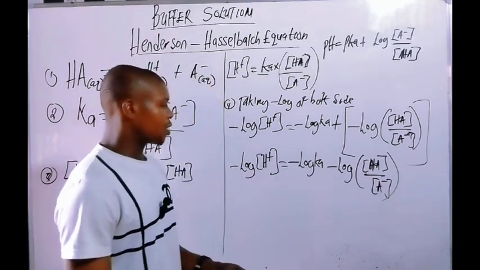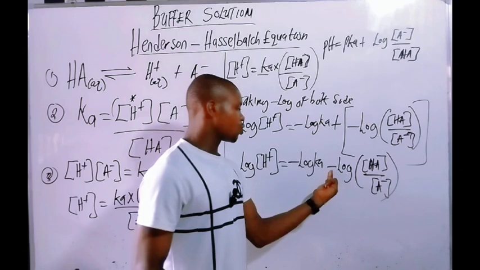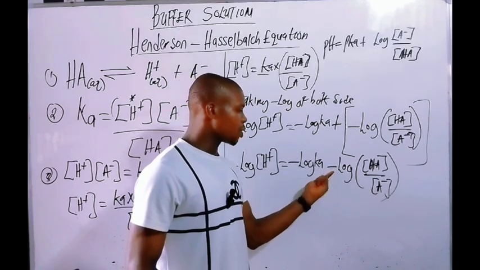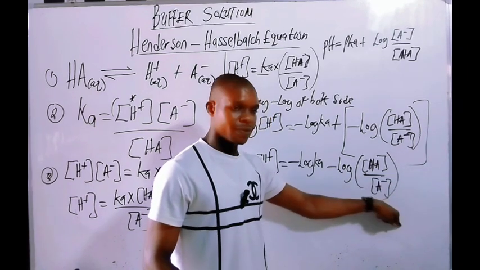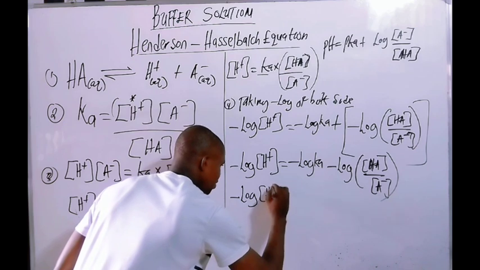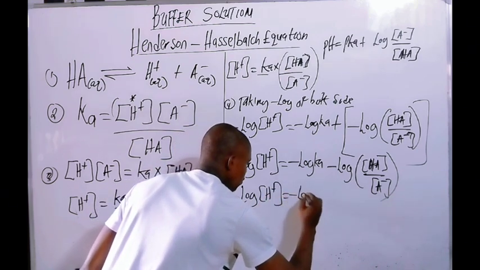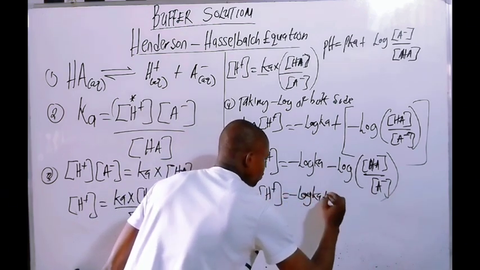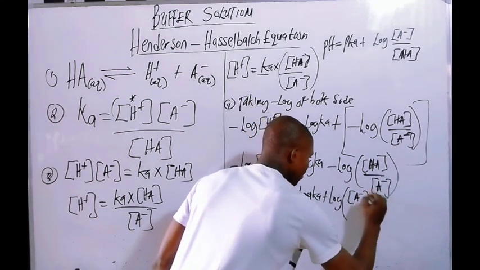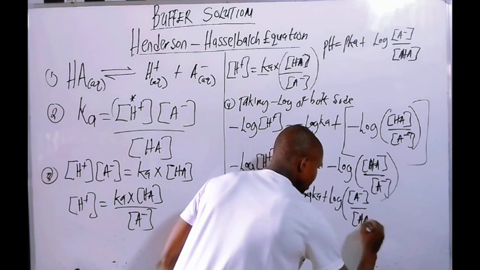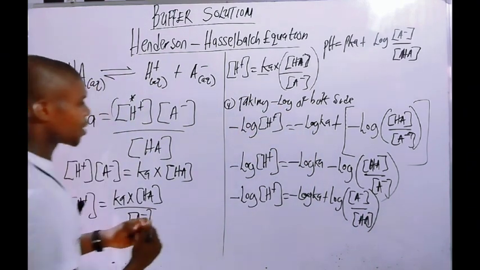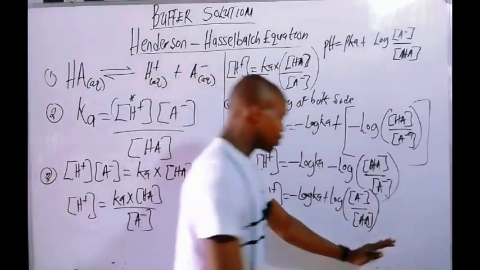Now what you want to do is change to positive. This one will go up, so this will come down. So you have minus log H plus equals minus log Ka plus log of A minus over HA. Do you understand? So you can see how easy it is.